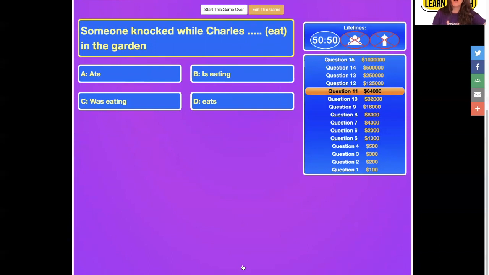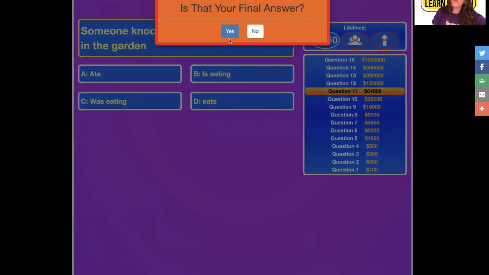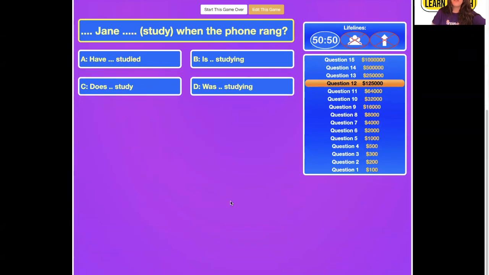Question number 11. Someone knocked while Charles in the garden. Letter A, ate. Letter B, is eaten. Letter C, was eaten. Letter D, eats. What do you think? Okay, so the correct answer is letter C. Someone knocked while Charles was eating in the garden. He was doing it. Lo estaba haciendo. Past continuous. Our final answer. Yes. Good.